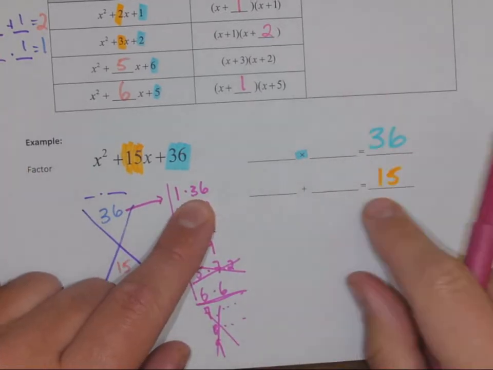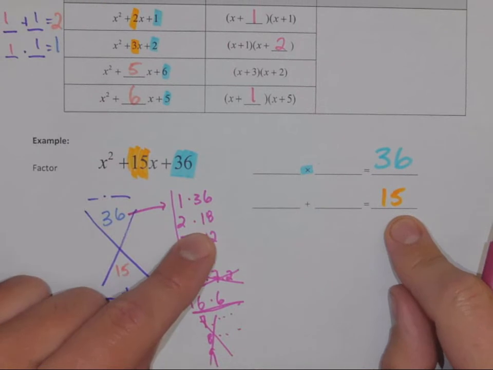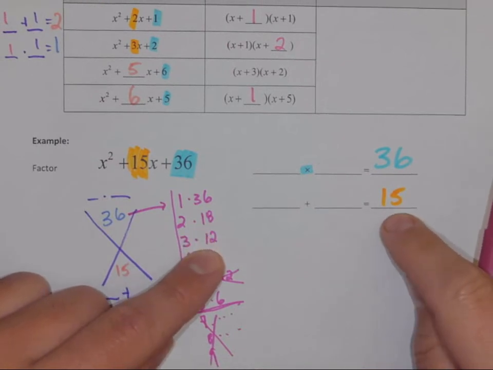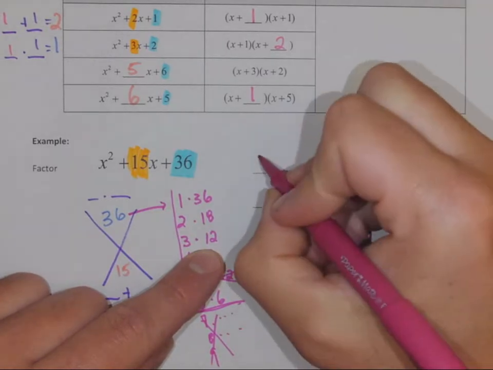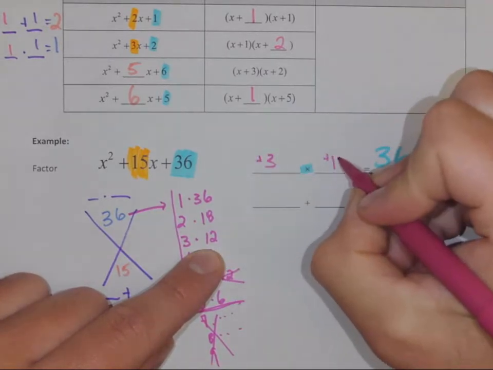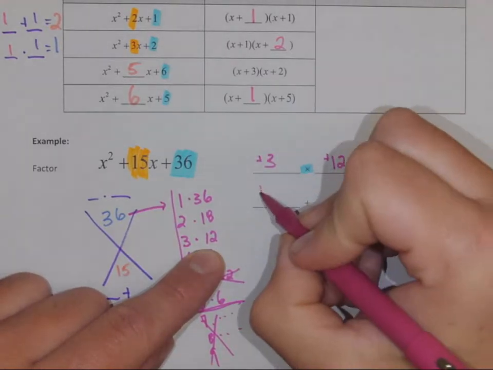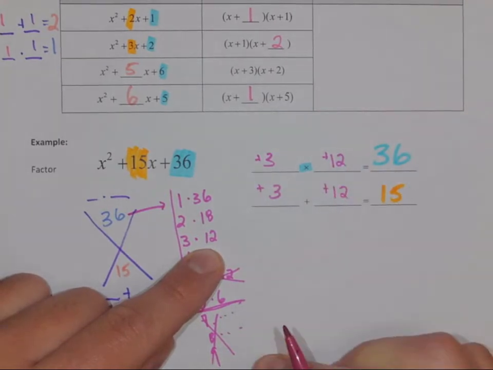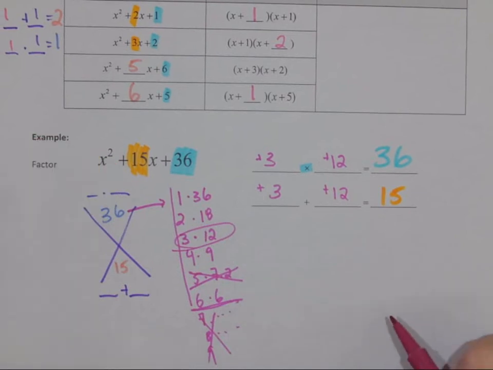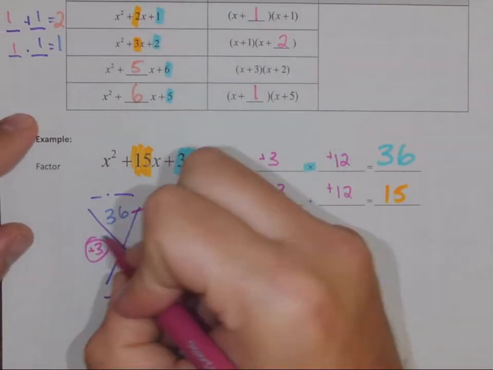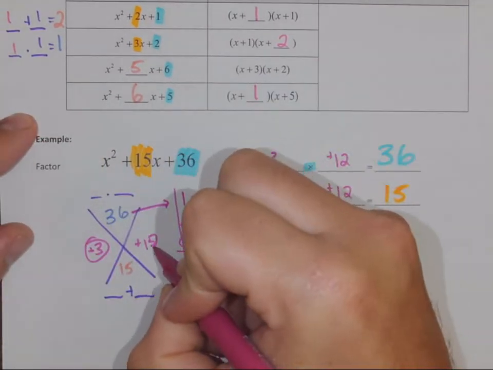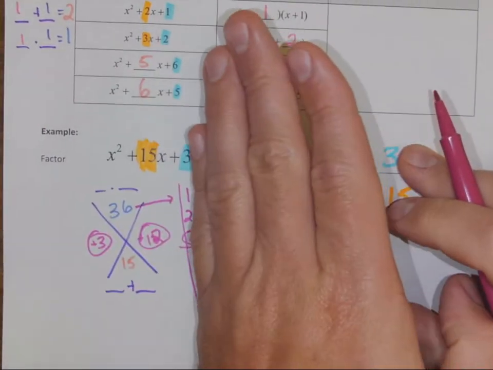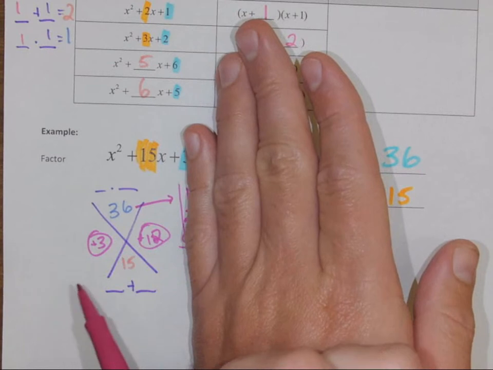1 plus 36 is 37. That's no good. 2 plus 18 is 20. Still too much. 3 plus 12 is 15. So we have a positive 3 times a positive 12 gives us 36. That same positive 3 plus 12 gives us 15. There is our winner. So positive 3 and positive 12. If I can do that in my head, I can identify it. This is just the thing that helps me out.